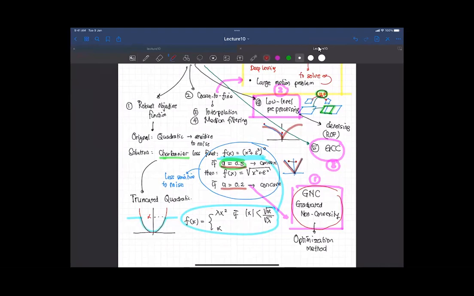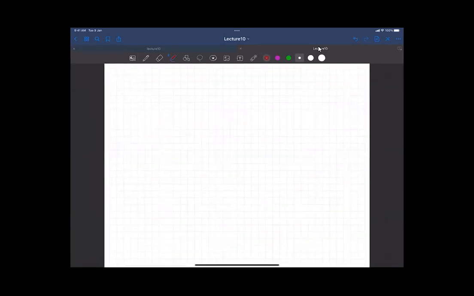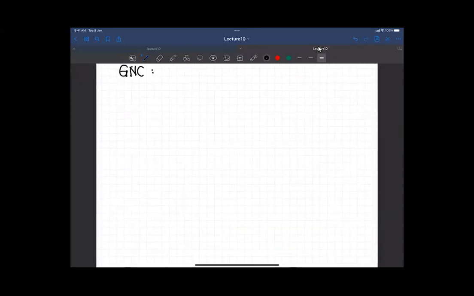Graduated non-convexity for solving a non-convex function. For example, if A equals 0.2, what can we do, right? Okay, so let's first have a basic idea of GNC. Again, GNC works if you have a differentiable function. So for example, here, if you use the Charbonnier cost function, then it is a differentiable function.